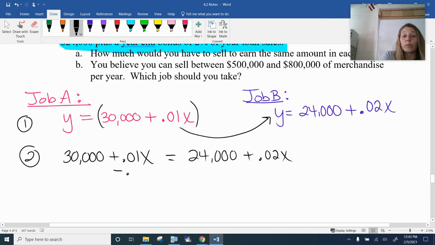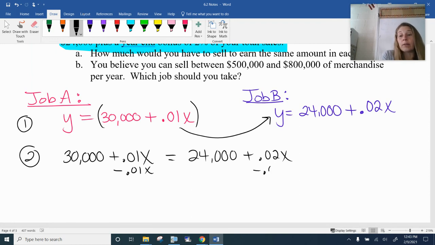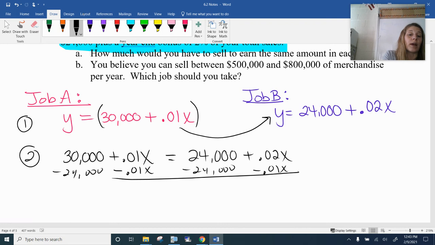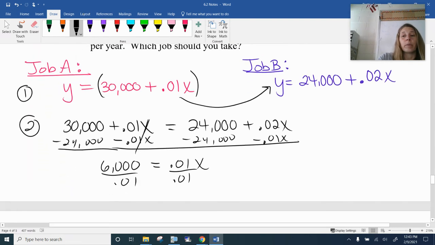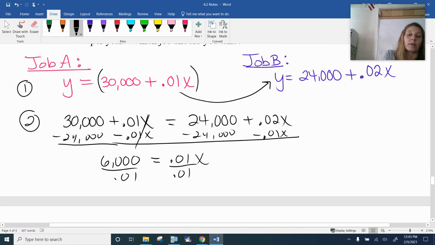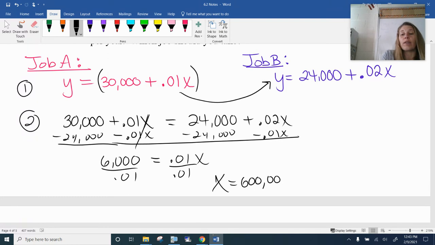So minus 0.01x, minus 24,000. So I'm moving my 24,000 over here on the left, and I move my x on the right. So now I have 6,000 equals 0.01x. Divide by 0.01, and x equals 600,000, and that would be dollars in sales.